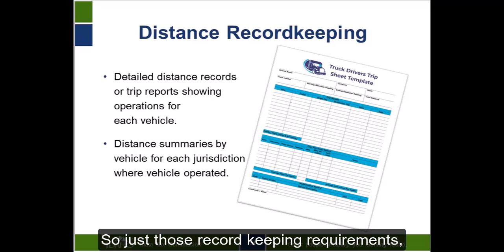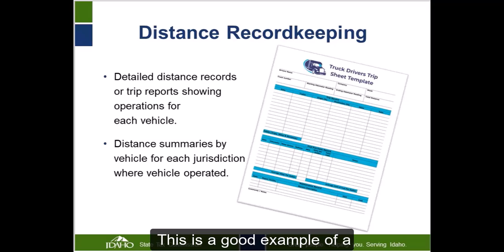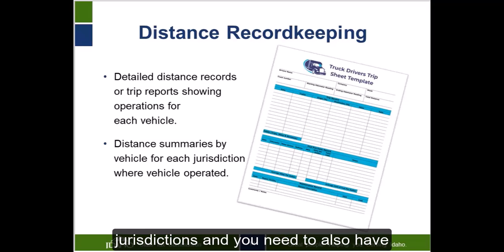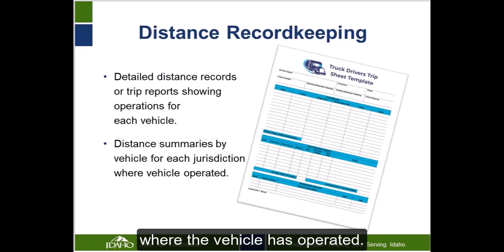So, distance record keeping requirements. This is a good example of a trip sheet. You need to be able to show where your vehicle has operated, and it needs to be split out between the jurisdictions. And you need to also have summaries by vehicle and jurisdiction where the vehicle has operated.